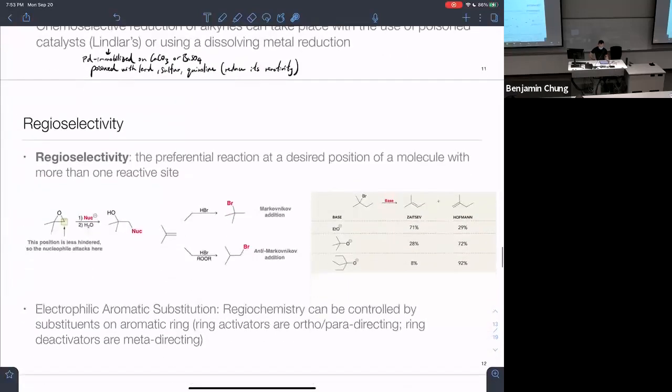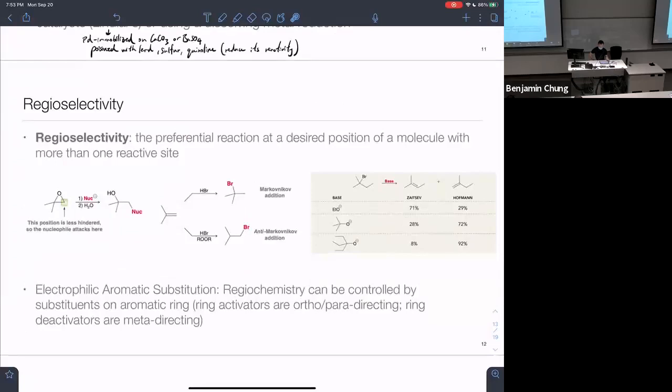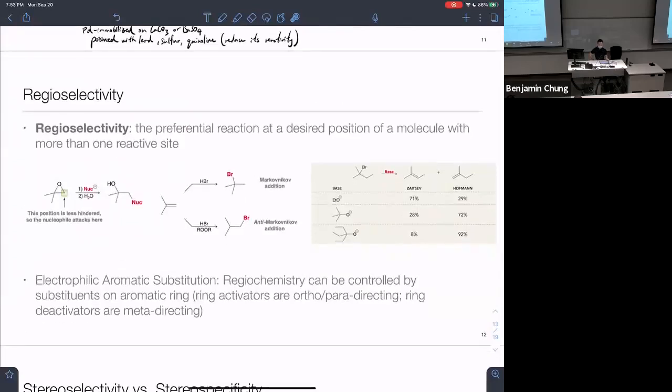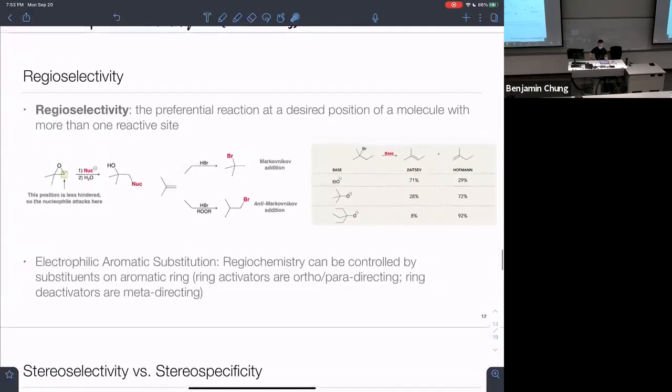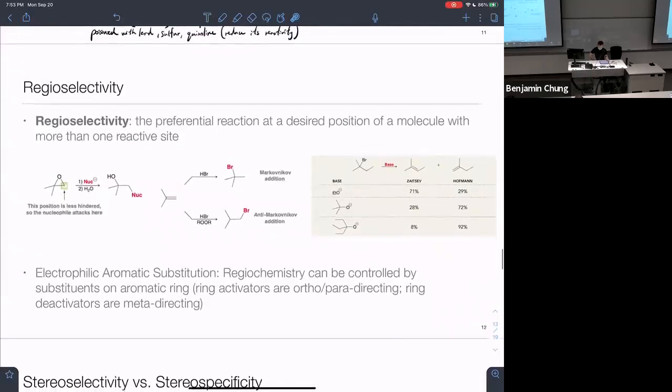Does this only react at a certain position? Is it regioselective, or does it give me a certain stereochemistry? It would be stereoselective. So I'll go through those last two later on as well.